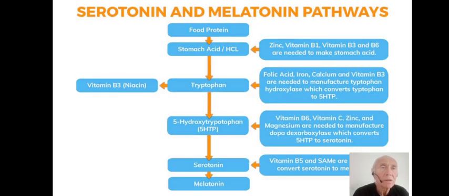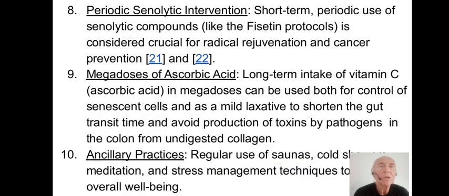So what you have to do is produce serotonin and melatonin, and serotonin and melatonin are produced from tryptophan. You see that protein is absolutely necessary to produce melatonin. So you can use this slide to understand what to take. Okay, so what else?